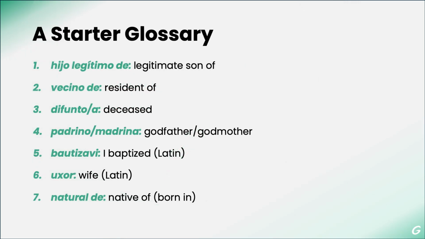Think of this as your starter glossary, your cheat sheet. The best way to start is not to try and read every single word. Instead, learn to spot these key phrases. See, even if the script is a total mess, if you can pick out "hijo legítimo de," you know the next two names are the parents. If you spot "natural de," that's the jackpot. It tells you where they were born. These phrases are like signposts in the document.